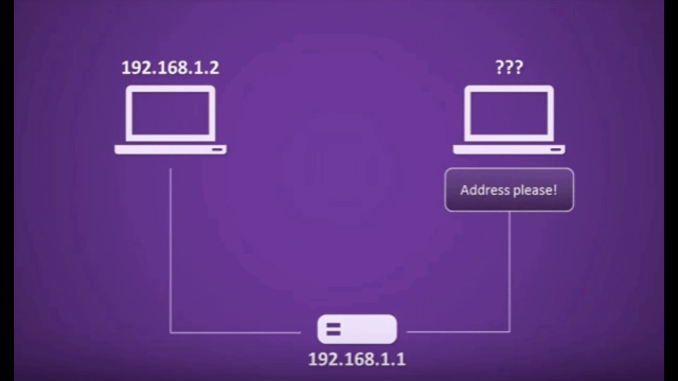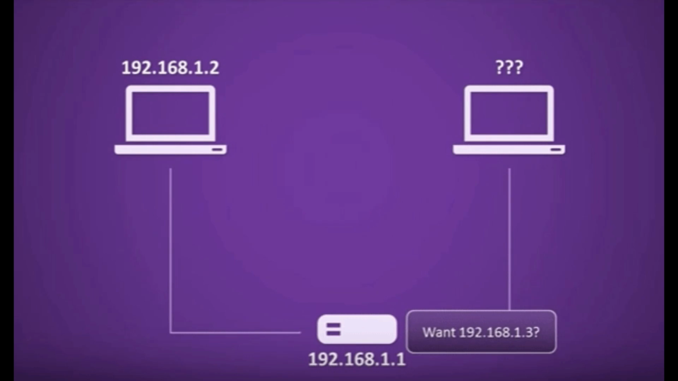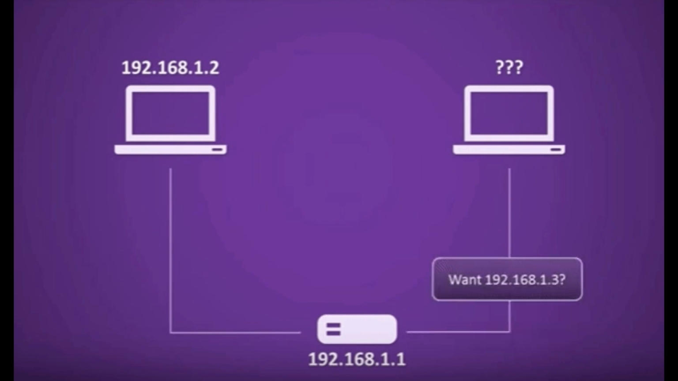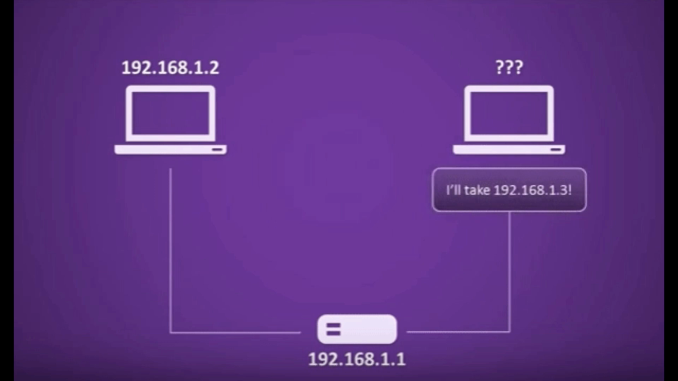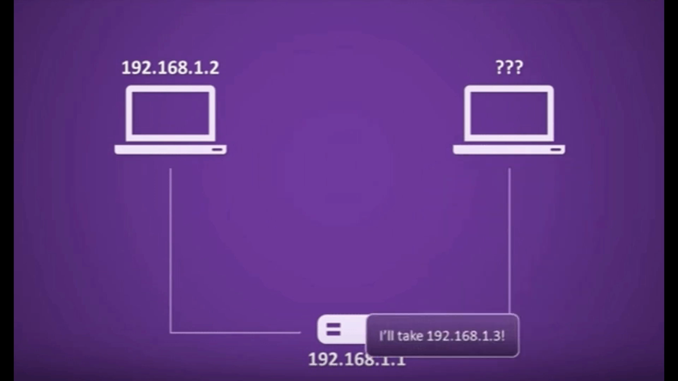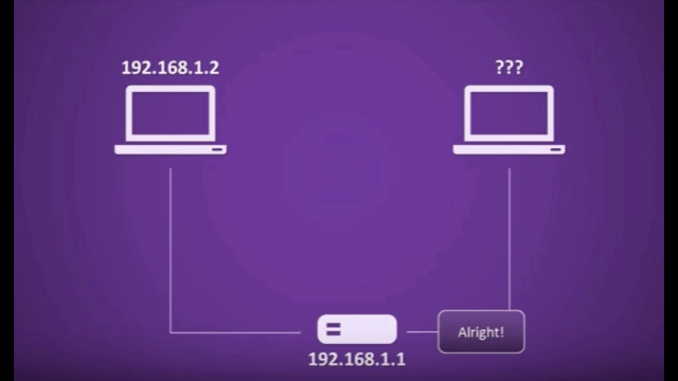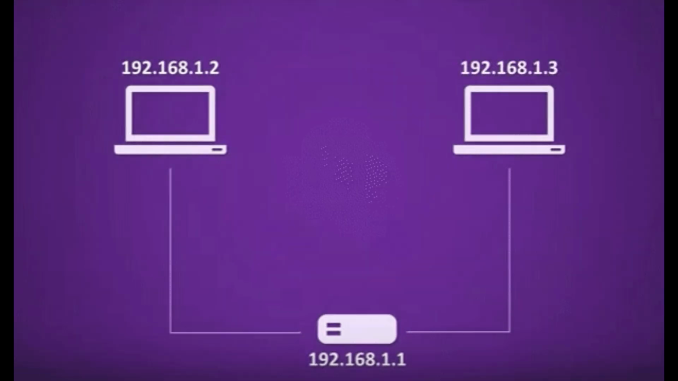For example, when a new computer connects to a home router, the router acts as a DHCP server, assigning an IP address like 192.168.1.2 along with other necessary network settings to the computer. This dynamic allocation of IP addresses by DHCP eliminates the need for manual configuration, making network management more efficient and scalable.